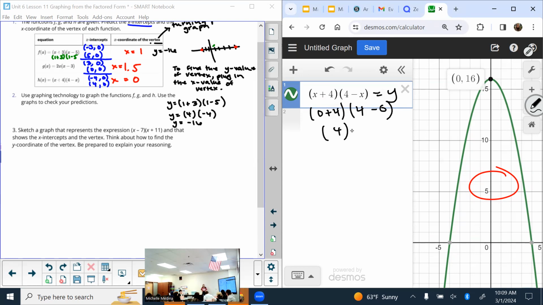4 minus 0 is 4, times 4 is 16, and look, that's my y value of my vertex. Imagine that.